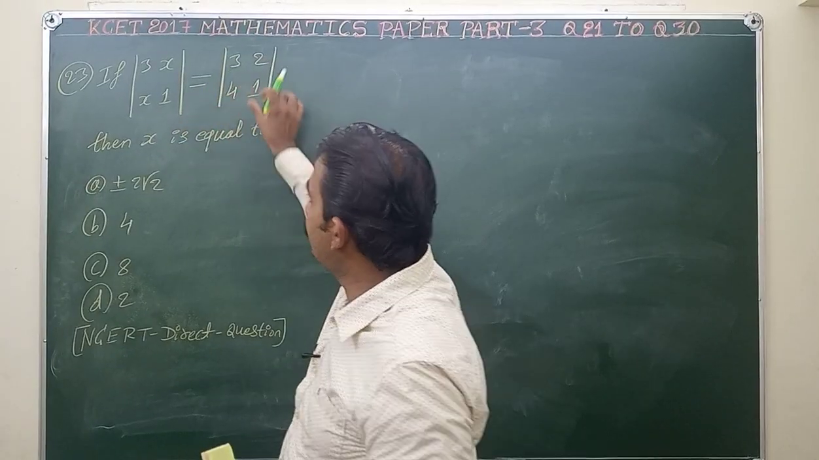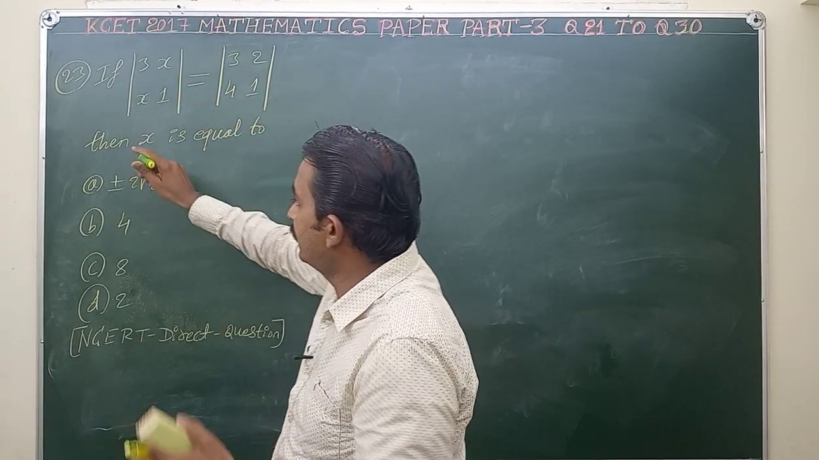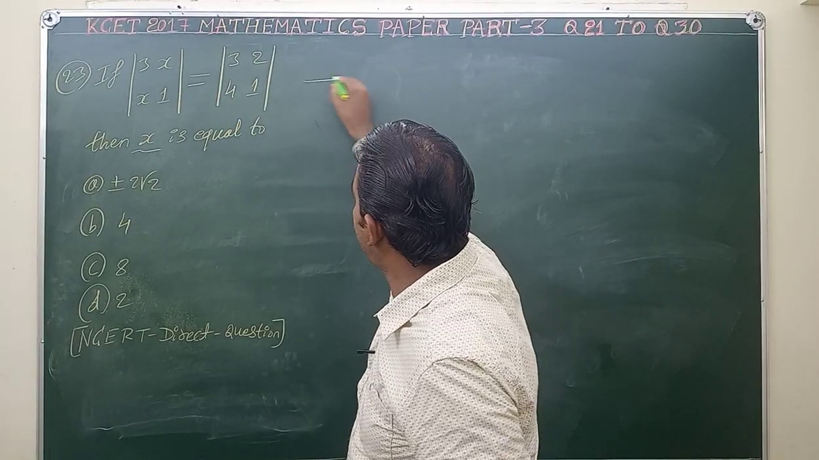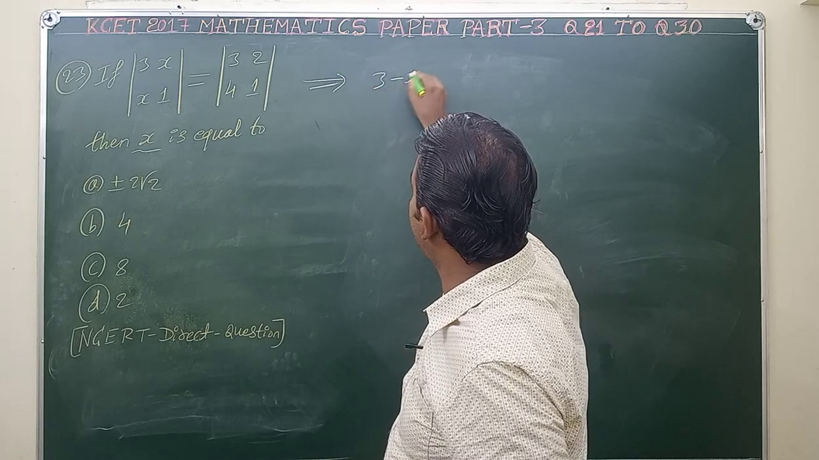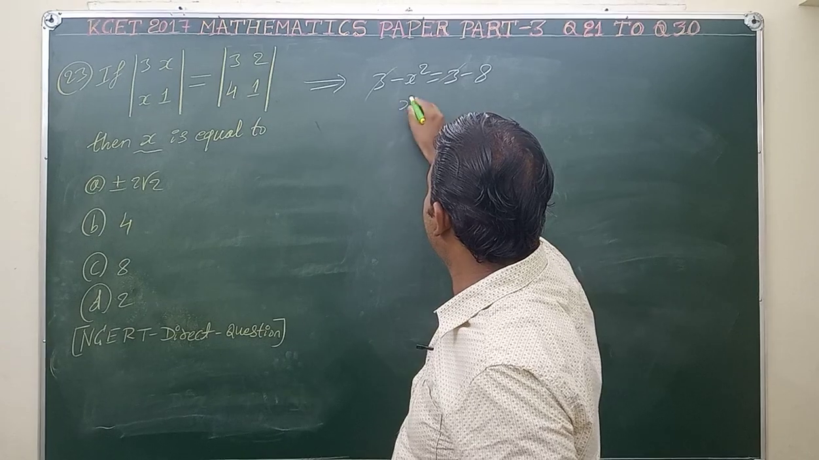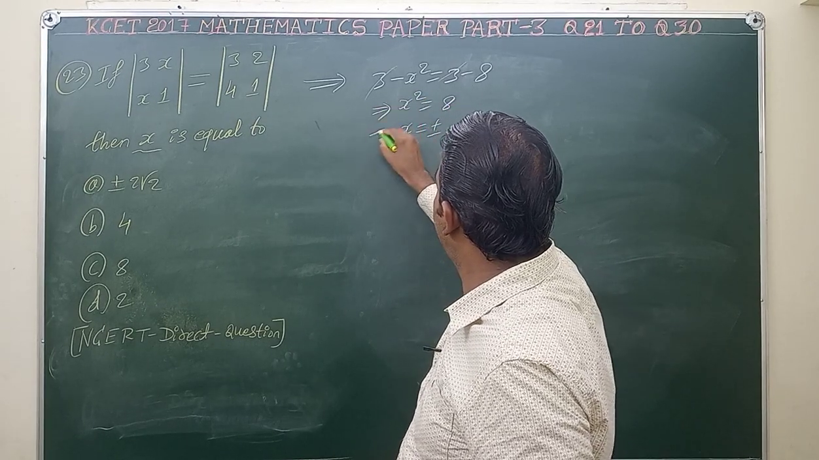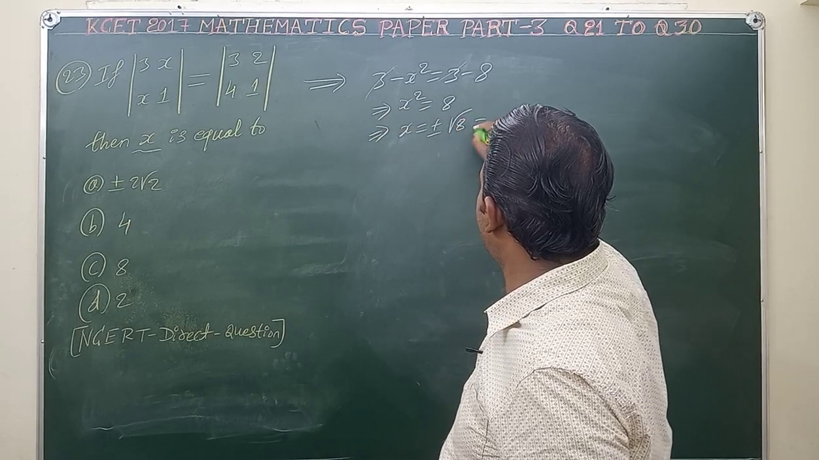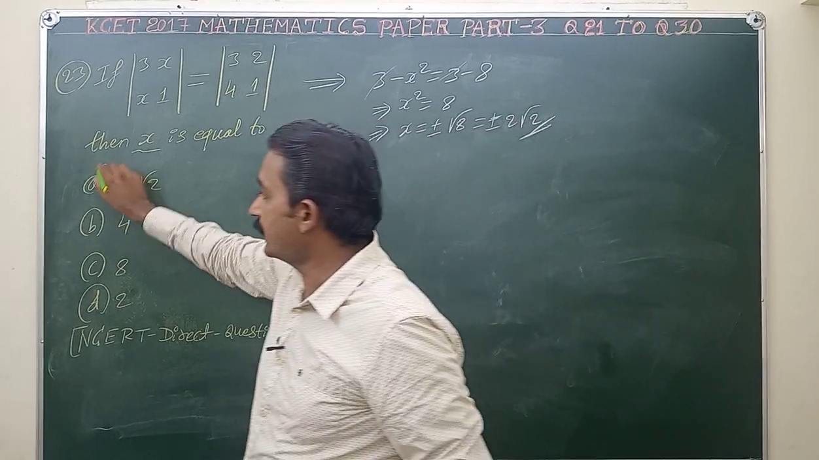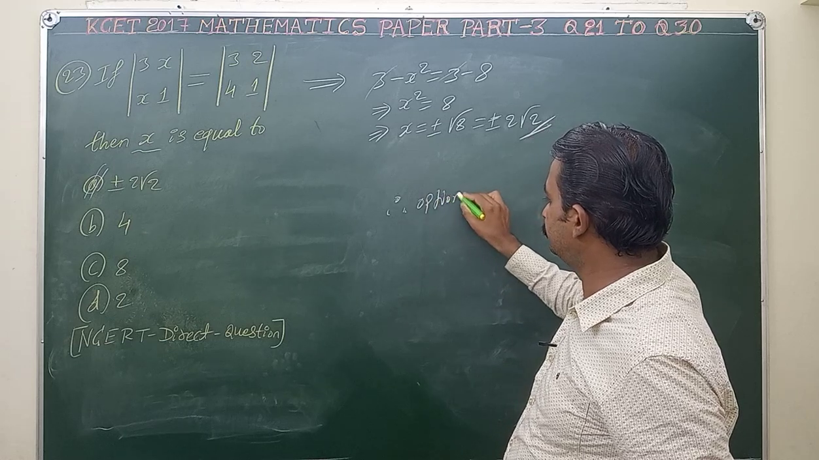If a determinant equals another determinant, we have to find the value of this determinant and this determinant, both are equal, then find the value of x. Easily we can find: 3 minus x square is equal to 3 minus 8. Now 3 cancels, minus cancels, it becomes x square is equal to 8. Now x is equal to plus or minus square root of 8, which can be written as 2 root 2. So 2 root 2 is the correct answer. Option A is correct.